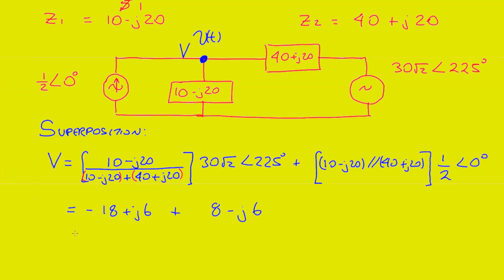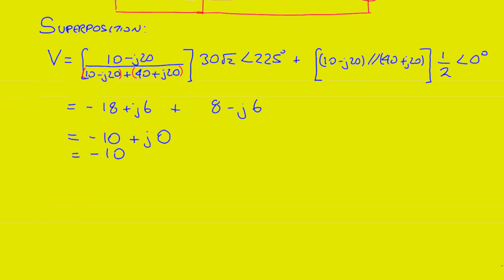If I add those numbers up, for the real part, minus 18 plus 8 leaves me with minus 10, and the imaginary part is j6 minus j6, or 0, so the result is simply equal to minus 10. To determine what that is in the time domain, it probably makes sense to express it in polar form, where minus 10, if we were to plot it on the real and imaginary axes, is over here at minus 10. You can see that that's going to be 10 at angle plus or minus 180 degrees.